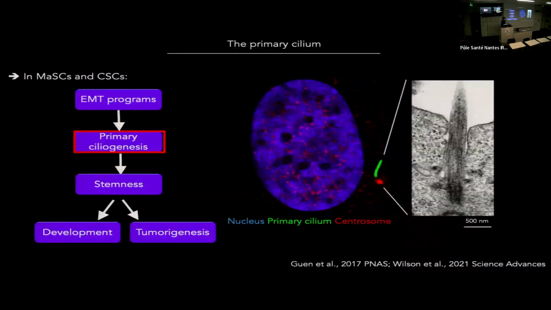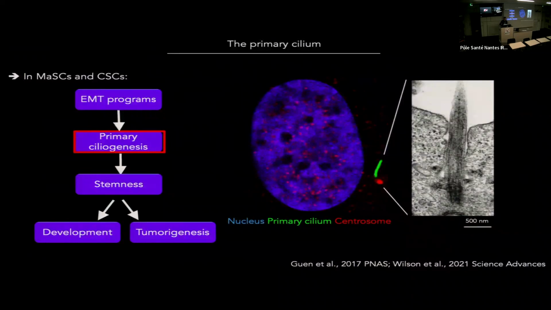So the primary cilium is a microtubule-based structure that you can see here that is assembled at the cell surface in distinct cell types and distinct tissues. It depends on the tissue and the developmental stage. It is assembled by a modified version of the mother centriole of the centrosome that we call the basal body, and that can be seen here in this EM picture.